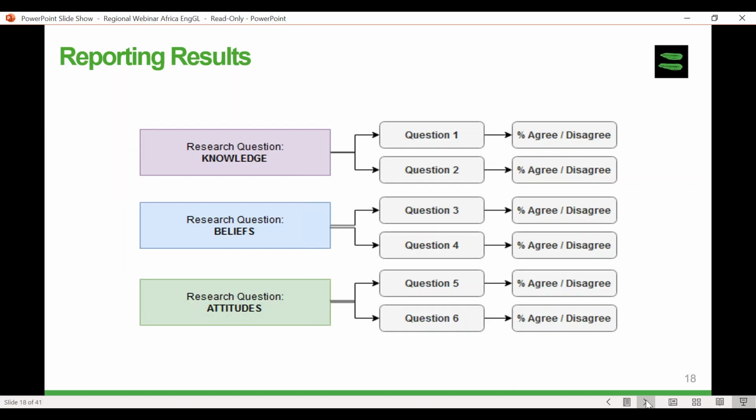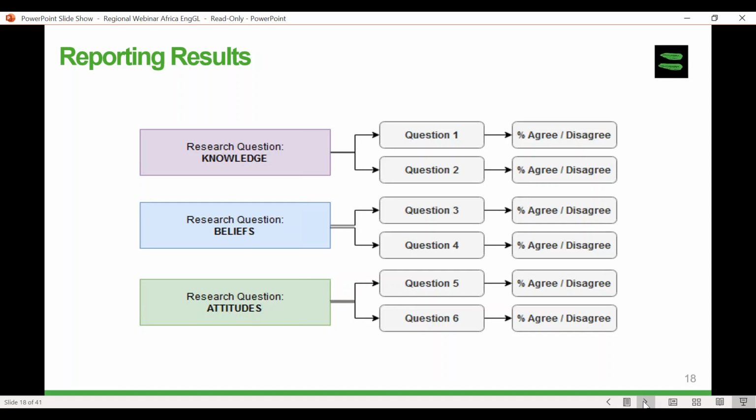The final step is reporting your results. The best way to do this is to organize your results so that they line up with the research questions you asked. In the example on this slide, we asked questions that can easily be divided into 3 categories: knowledge, belief, and attitudes. For each section, we would repeat the main research question that we asked and then report the responses in the form of percentages if you're looking at descriptive data.